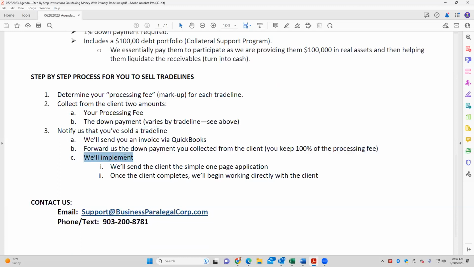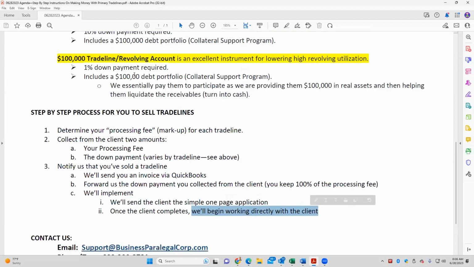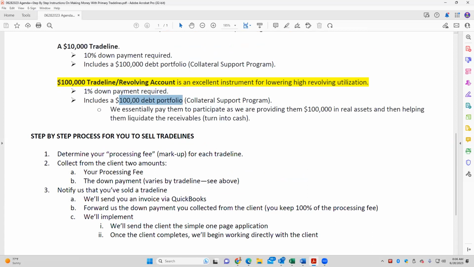Then we'll implement. We handle all the implementation. You have no worries about that. So then we'll send the client the simple one-page application. They'll complete that, and then we'll begin working with the client. We'll transfer over the $100,000 debt portfolio. The micro lender will be reporting the $100,000 trade line on their credit as positive credit history. It's perfect. So who has any questions on today's topic?